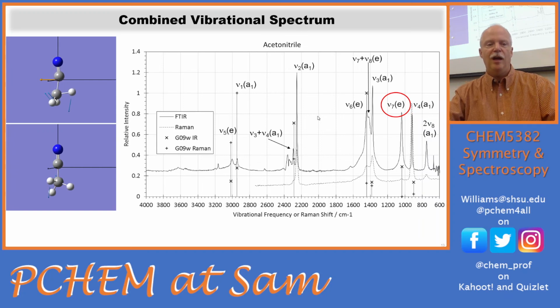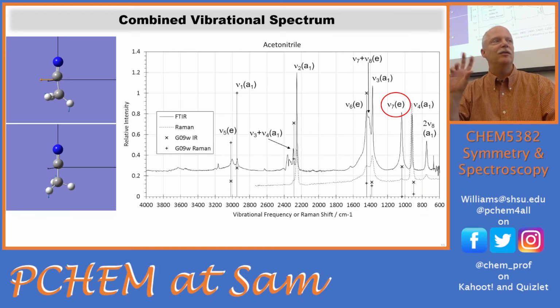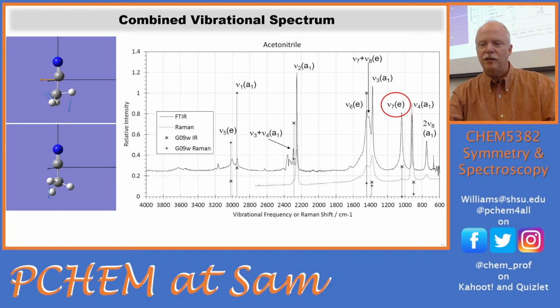So it's down here at 900 wave numbers. Here we have a bending motion. And I said bending motions are lower frequency, but it depends on the mass. These are hydrogens really that are moving. And so they're a small mass. And so it can bend at a pretty high frequency. So that's around 1,000.